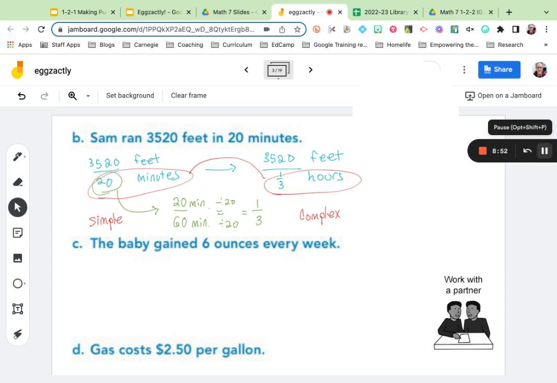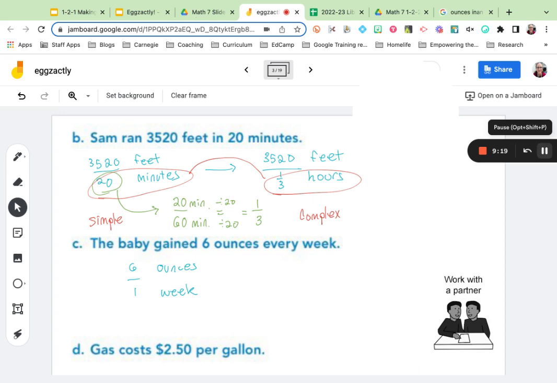Let's think about another example. In the next one, in part C here, the baby gains 6 ounces every week. So here we're comparing ounces to weeks. 6 ounces every 1 week. 6 to 1. That's a simple ratio. There's not a fraction in the numerator or the denominator.